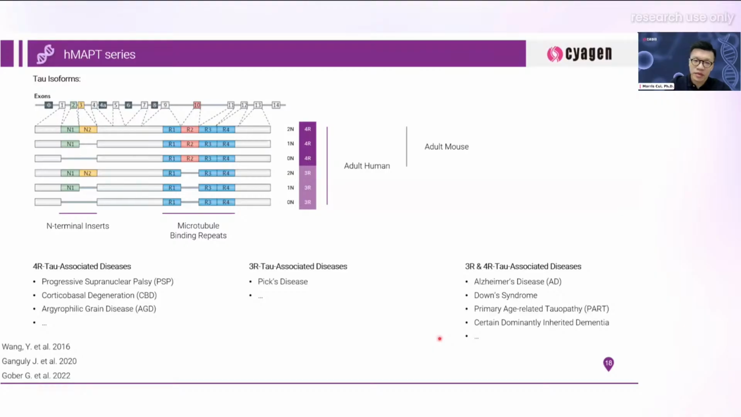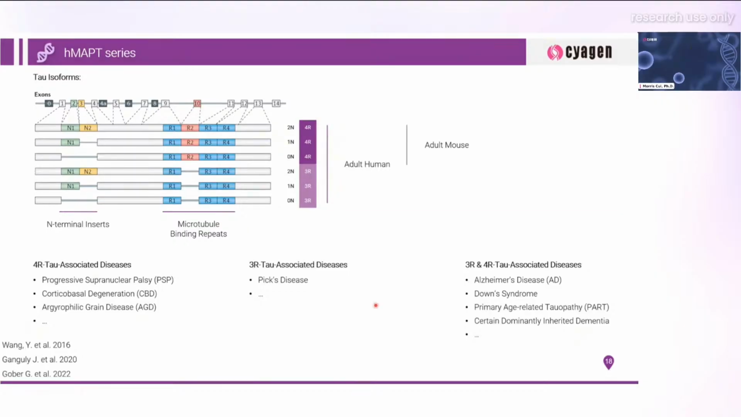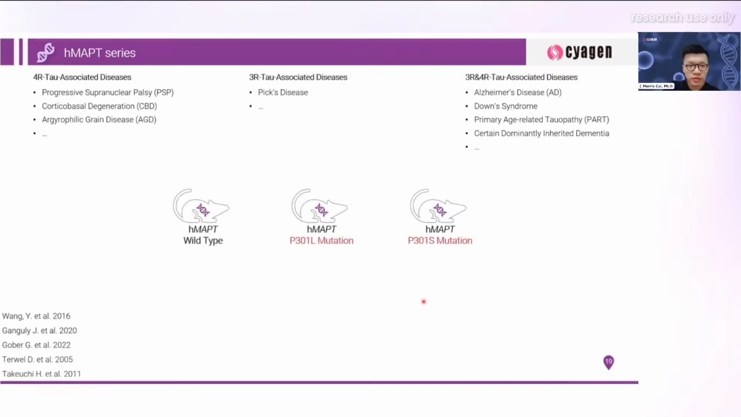That being said, if we only introduce human mutation in mouse, we could, maximally speaking, study 4-repeat tau-associated diseases because there are only 4R tau in mouse. With the entire murine MAPT gene replaced by human gene, we have the opportunity to study all those 3 and 4 repeat tau-associated diseases using our HUGO mouse models.